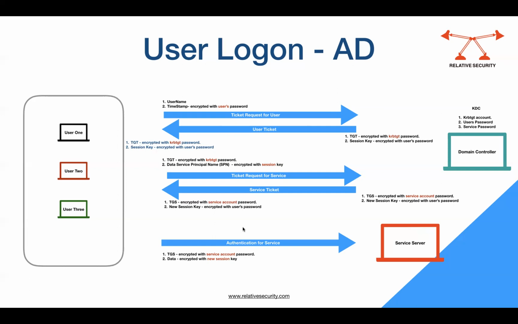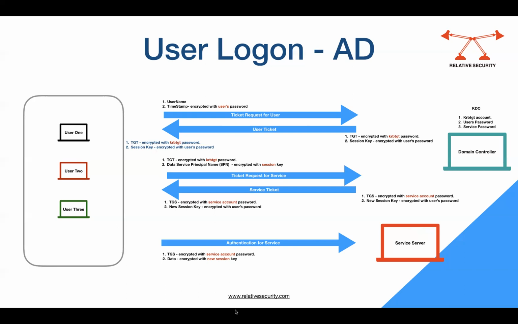The user will decrypt that session key and use that session key, which it received from the domain controller, to encrypt the service principal name, the next service that he has to use. And the TGT, which is encrypted with the KRBTGT password, will be sent back to the domain controller as is. Now, the only new thing that the domain controller is going to receive is the service name that the user wants to access now.